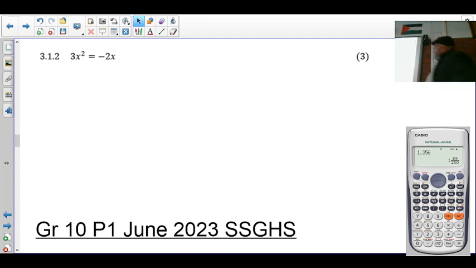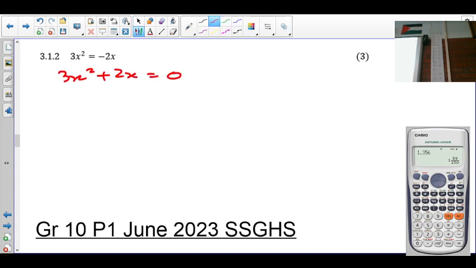Right, so let's look at number 3.1.2. We've got 3x squared is equal to negative 2x. People cannot divide both sides by x. No, I will be losing a solution. So never do you divide both sides by an unknown value. Okay, or a variable. So we're going to bring that 2x over the equal sign. It now becomes 3x squared plus 2x is equal to 0.